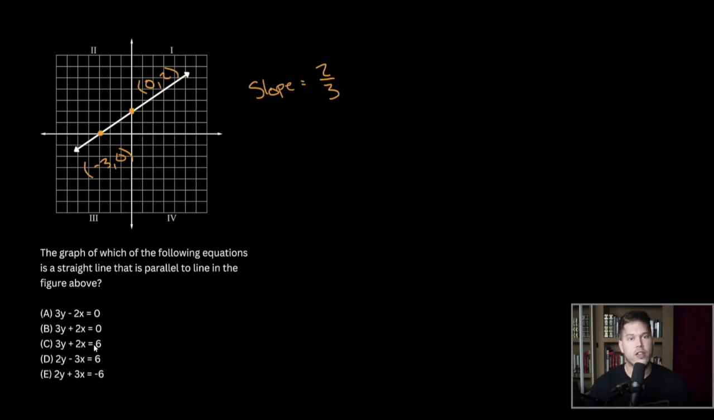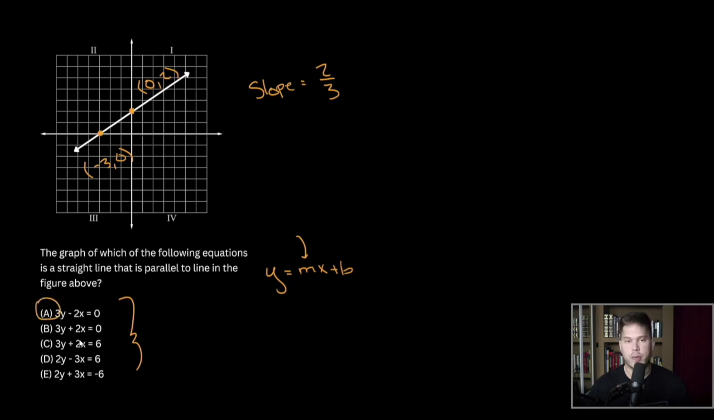So out of our answer choices, we want to find a slope that is going to be positive 2/3. So we have to change all of these equations into y-intercept form, y equals mx plus b form, and we want our slope m to be 2/3. So for answer choice A, if we move the 2x over, then divide by 3, we would have 2/3. So A looks good.